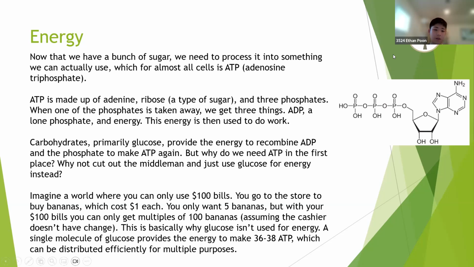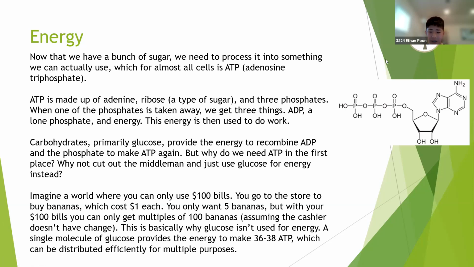And then when one of the phosphates is taken away, we get 3 things. So ADP, which is basically ATP but with 2 phosphates. And then a lone phosphate is floating around, and energy. This energy is then used to do work, which is nice. So carbohydrates, primarily glucose, provide the energy to recombine the used ADP and the phosphate to make ATP again.